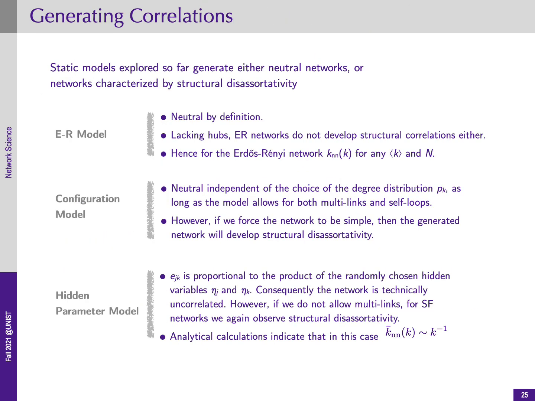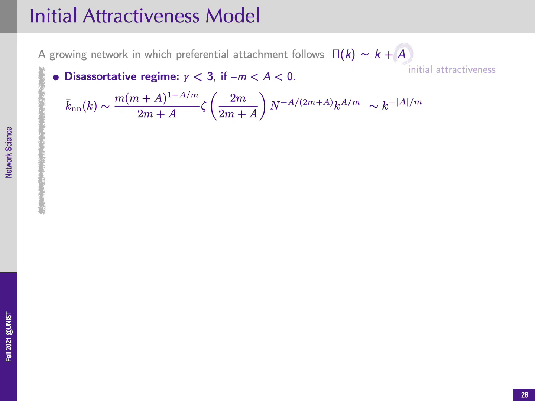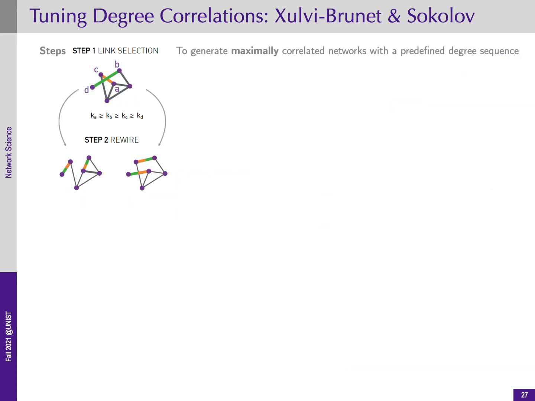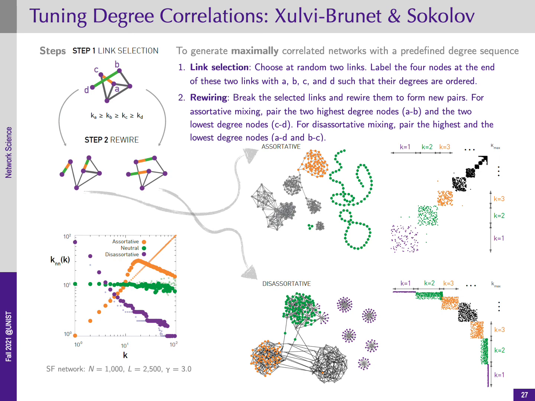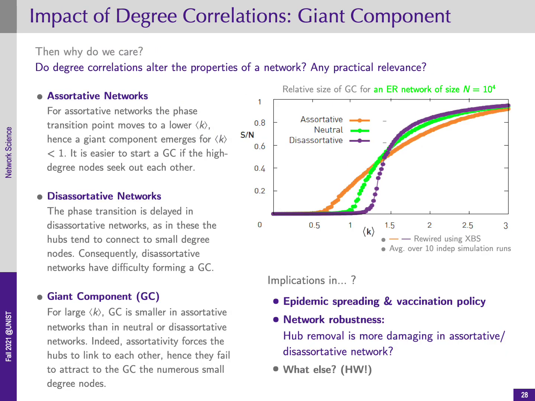So here are some more details on how to generate correlations, how to introduce synthetic, artificial correlations into your model network to test your hypothesis. But I will skip these technical details, along with the initial attractiveness model and Zuby, Brunet, Sokolov. These are all for the motivated physics majors, so I will skip this part.